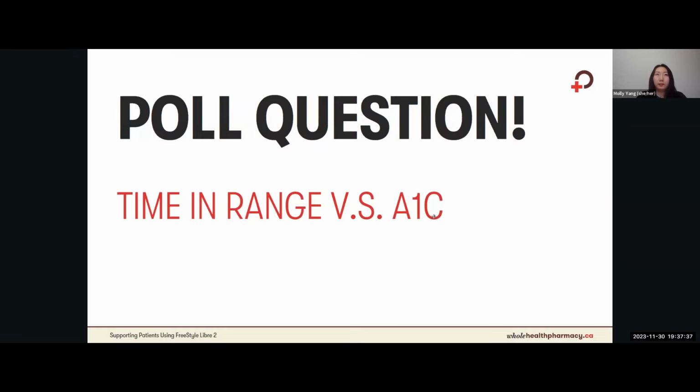Okay. I'll just give you a couple more seconds, 10 more seconds, to put the answer in, and then we'll go over these in the next couple of slides. Okay, we'll end it there. Almost everyone got the over 70%, which we'll go over for time in range, and that's the target time in range. And for question 2, the true answer is all of the above.